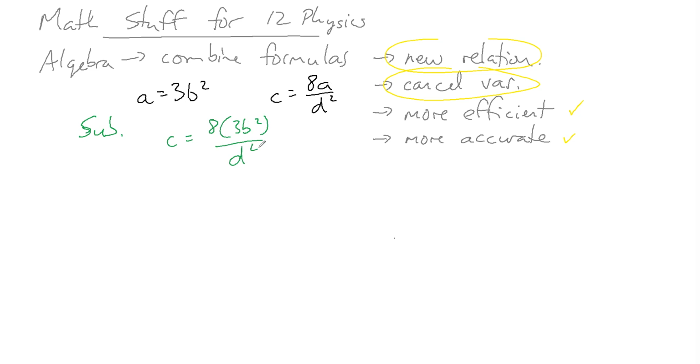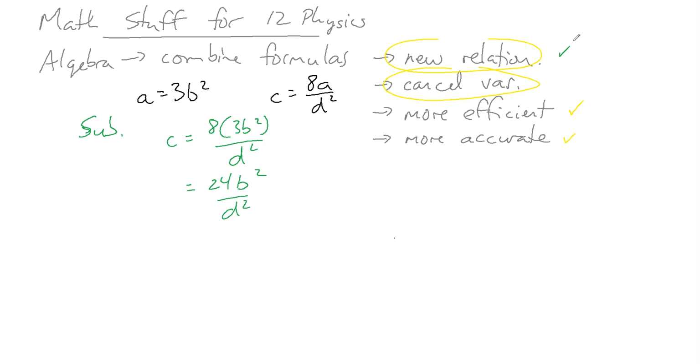And just with this alone, you now have a connection between c and b that you didn't have before. Of course, you might want to simplify, that's fine. If we simplify this, it would be 24b squared over d squared, and so on. Sometimes you'll simplify, sometimes you won't. It depends on what you want to do with it. It's not super critical all the time. So this is a perfect example where it definitely shows a new relationship, because now we've connected c and b together where we didn't before.